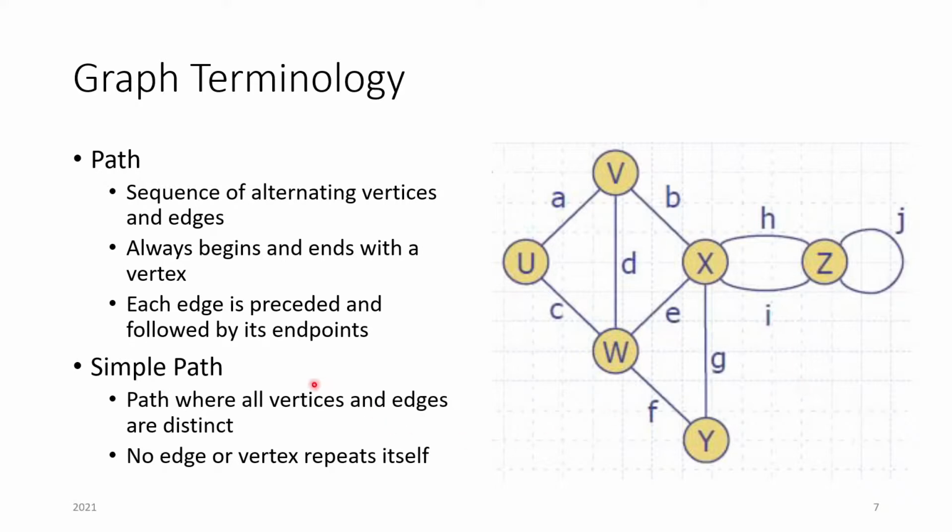A simple path is where all the vertices and edges are distinct, so no vertex or edge is going to repeat itself. For instance, if we're trying to get to Y, we could go U, A, V, E, X, E, W, F, Y, but that repeats the edge E. Similarly, a path like U, A, V, B, X, H, Z, I, X repeats node X here, so that's not a simple path. All vertices and edges must be distinct for a simple path. We don't have any repeats.